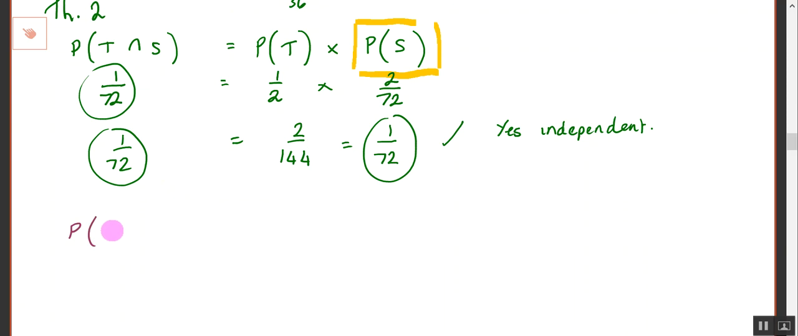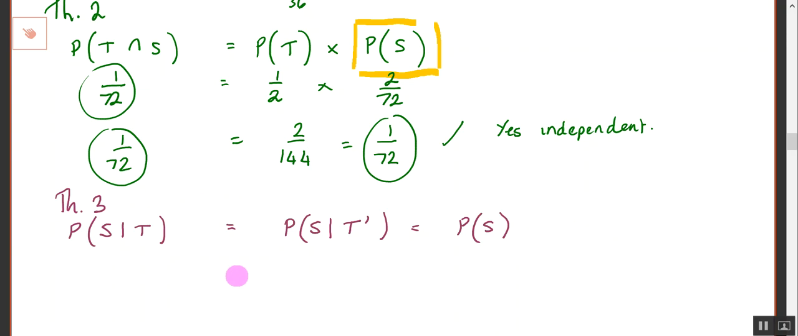So the probability that I get two sixes given that I did get a tail should be equal to the probability that I get two sixes given that I don't get a tail should be equal to the probability that I get two sixes. All right. This is theorem three. I'm testing to see whether all of that works.